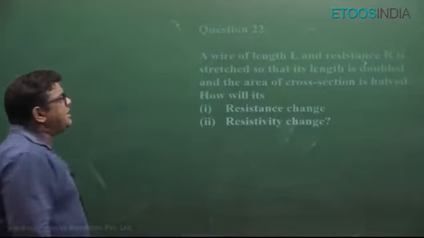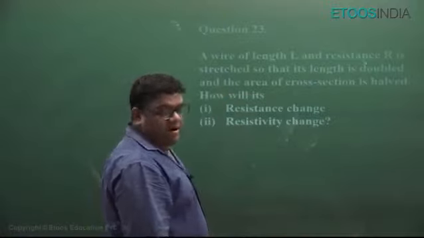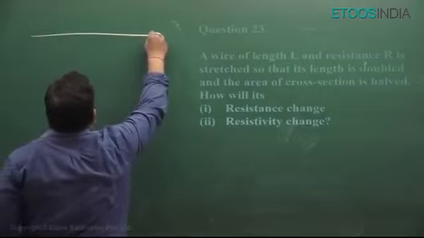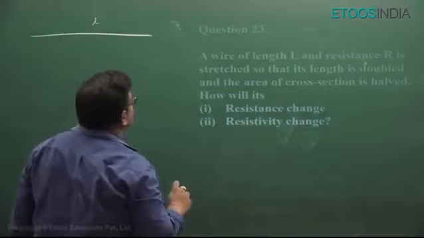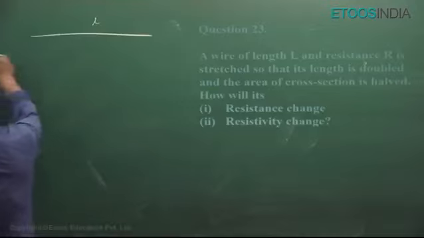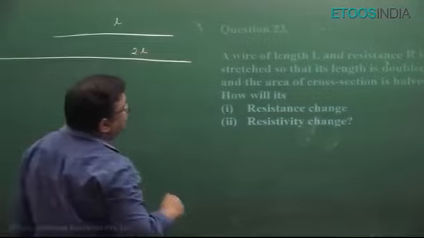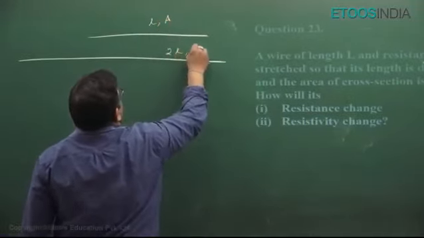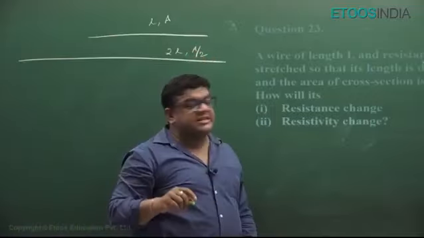A wire of length L and resistance R is stretched so that length is doubled. Now let's see. It says that original length was L and it is stretched so that length is doubled. Length becomes 2L and area of cross section is half. If area of cross section here was A, it will be A upon 2. How will its resistance change?